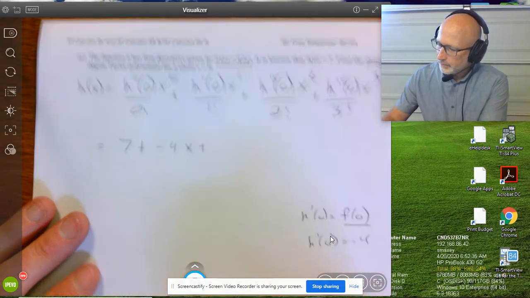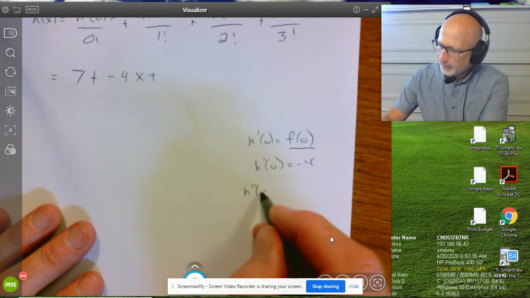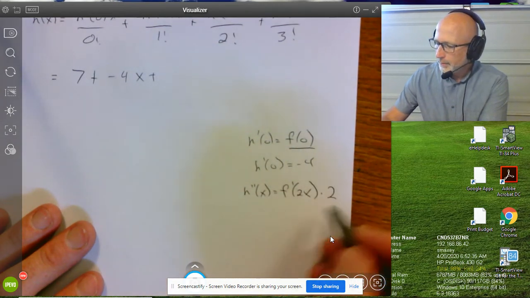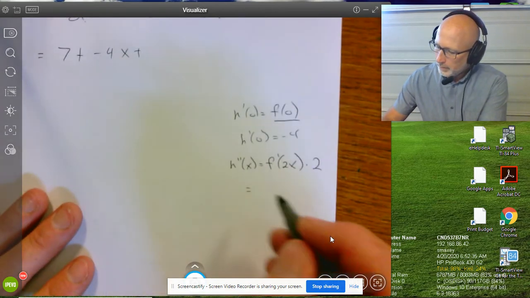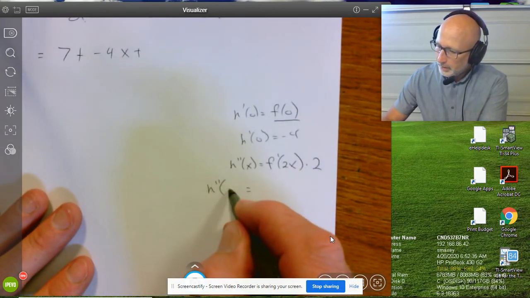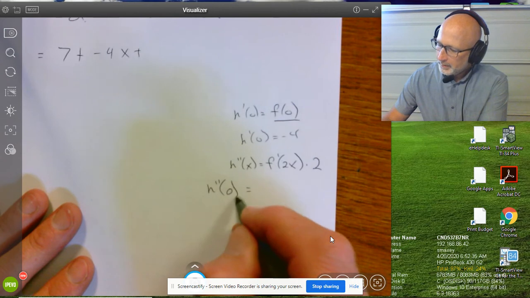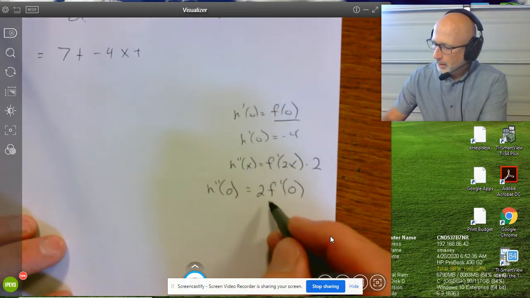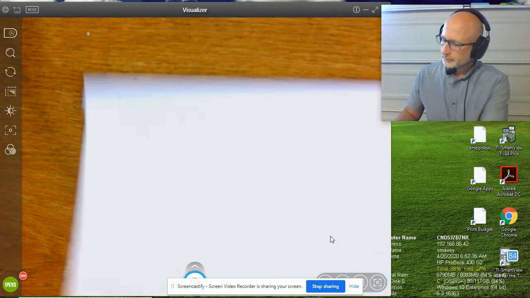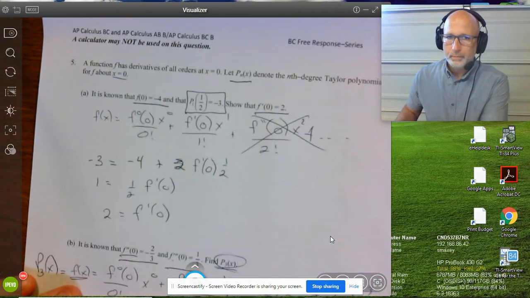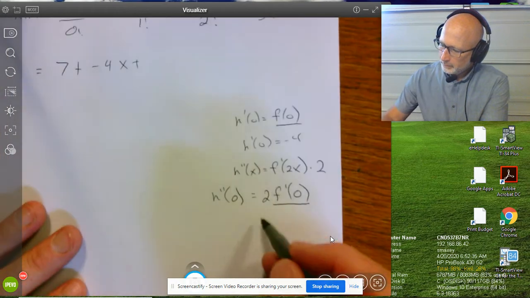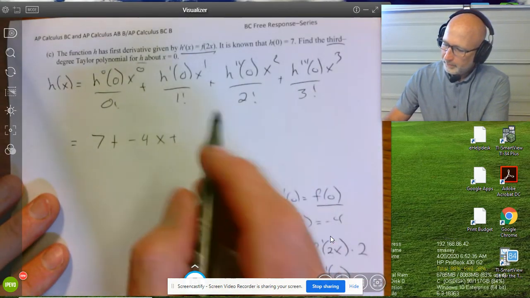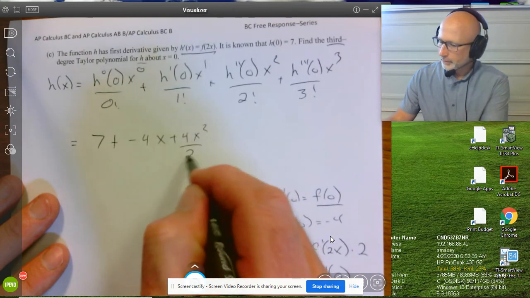So for the second derivative, take the derivative up here. h double prime of x is equal to f prime of 2x, but by the chain rule you have to multiply by the derivative of the inside, which is 2. So I have h double prime of 0 is equal to 2 times f prime of 0. What is f prime of 0? F prime of 0 is 2. So this is 2 times 2, which gives you 4. So plus 4x squared all over 2.